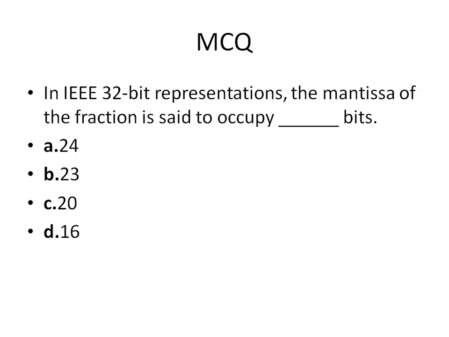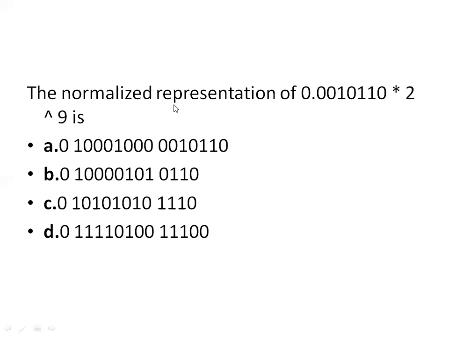And the next question is, in IEEE 32-bit representation, the mantissa of the fraction is said to occupy dash bits. We know 32-bit representation means it is a single precision floating point. The mantissa field has how many bits? It is 23 bits. So we can say option B is the correct answer. Option B, 23 bits.